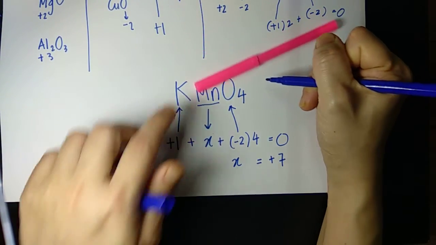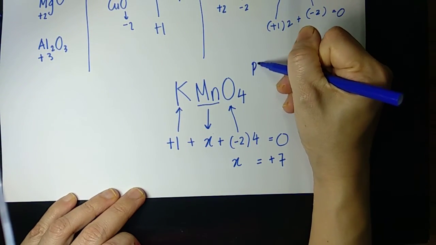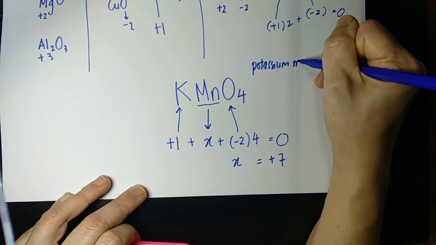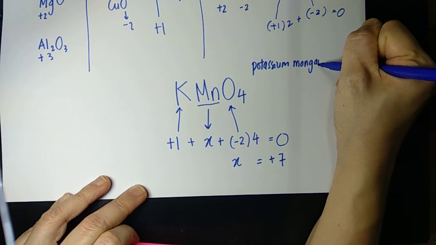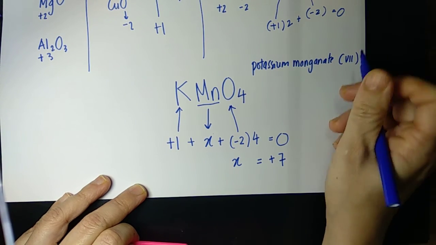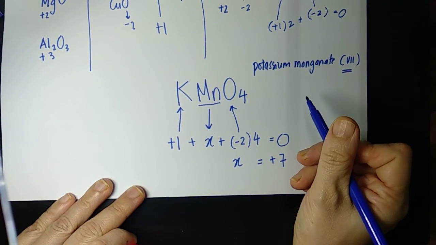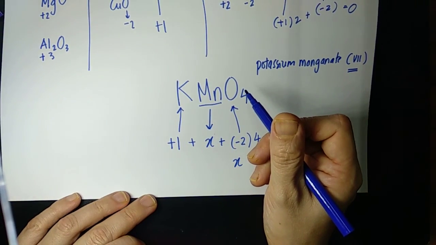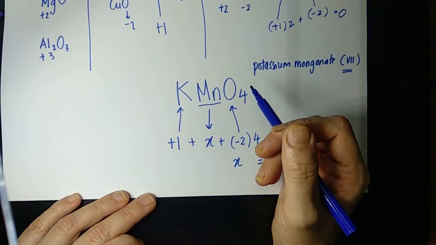So this is called potassium manganate 7. The 7 comes from the oxidation state of manganese. We'll talk more about oxidation states in our next video.